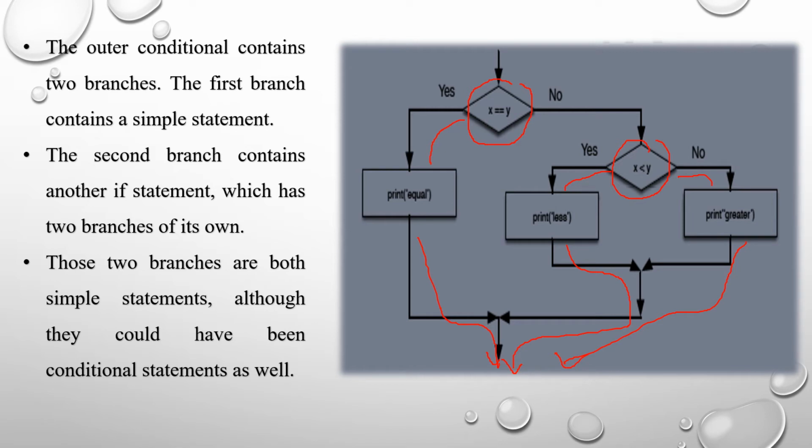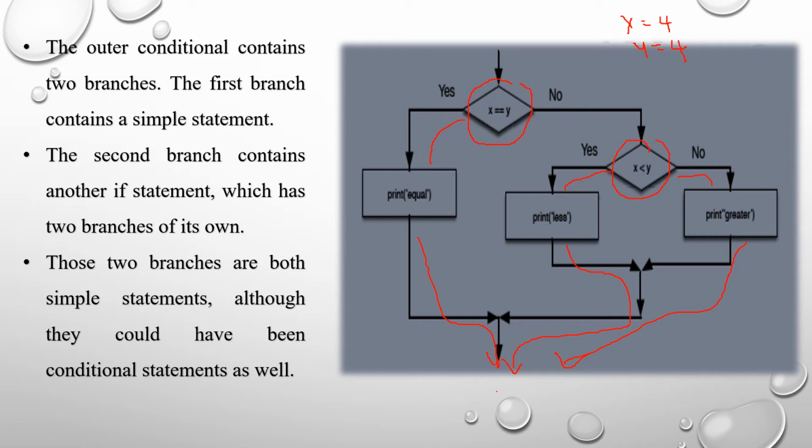So for example, let us assume x is equal to 4 and y is equal to 4. In the first condition we compare x with y, x double equal to y. Here the user inputs are 4 and 4, so this condition is true, and the interpreter prints equal.